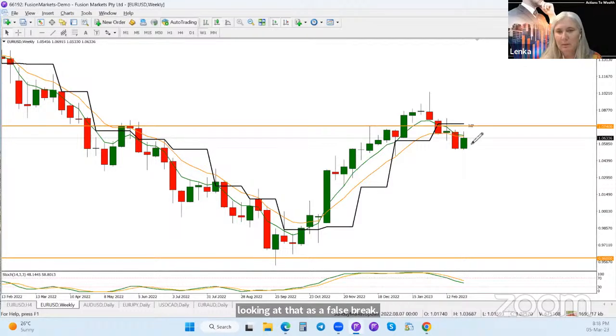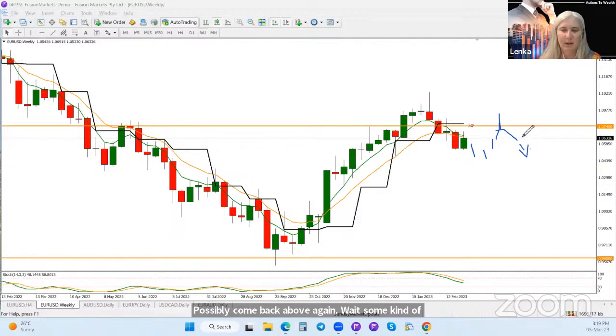And what am I looking for here? Here we already have the price underneath the previous top of the channel, or top of the range. And we also have the monthly pivot. So I'm looking for price either to go still a bit further down or just go sideways, possibly come back above again with some kind of reversal, and then looking for that short opportunity there.